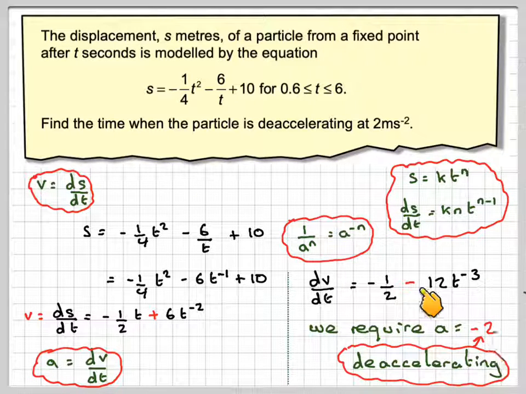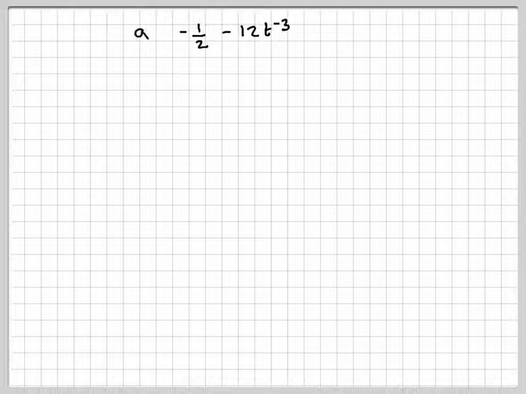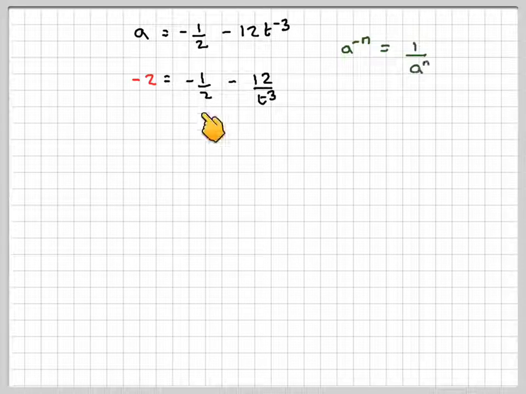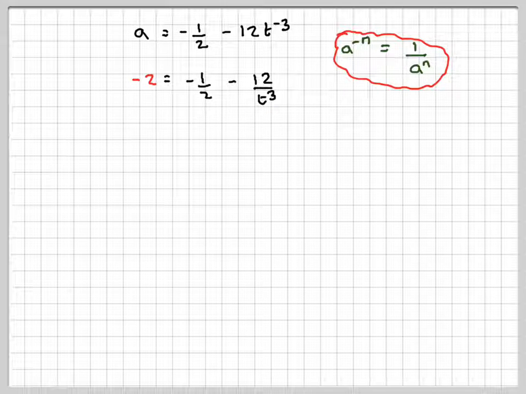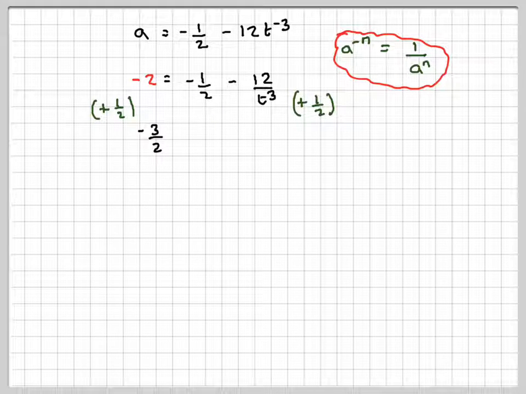So what we do is we put this equal to this. So minus 2 is equal to minus 1/2 minus 12 over t cubed. Now we have to rewrite this backwards again, so this becomes 12 over t cubed. Slightly difficult, but we can use the fraction button on our calculator. So if we now add 1/2 to both sides, we're going to get minus 3 over 2, just use the fraction button on your calculator, is equal to minus 12 over t cubed.